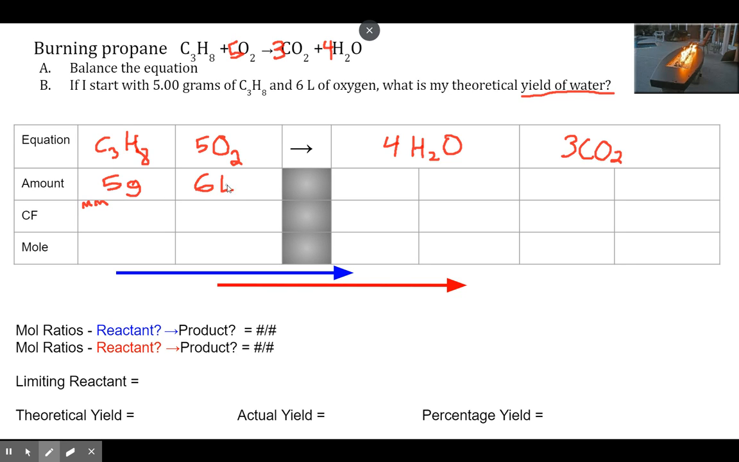Over here, we are given liters of oxygen, so we can use our volume-to-mole conversion factor, which is a standard amount, 22.4 liters per mole. We have that as our standard amount for any sort of gas, and so we can make that calculation there. I've already calculated the molar mass of propane, and it is 44.11. Again, use the periodic table. We always round to the nearest hundredth, grams per mole.